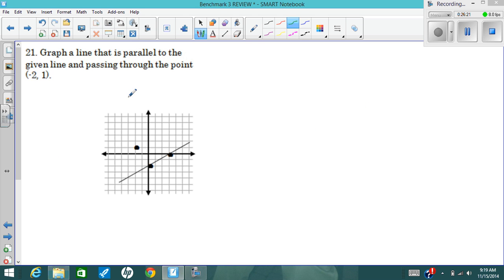Here I need to graph a line parallel to the line that's given. So the first thing I'll do is find the slope of this line. I'll count up 2 to the right 3. It's a slope of 2 over 3. I want my line to be parallel so it'll have the same slope. It's going to go through this point, so I can just start right here at negative 2, 1 and count up 2 and go to the right 3, up 2 to the right 3, which is the same as going down 2 to the left 3. Now I think I have enough points where I can draw my line.